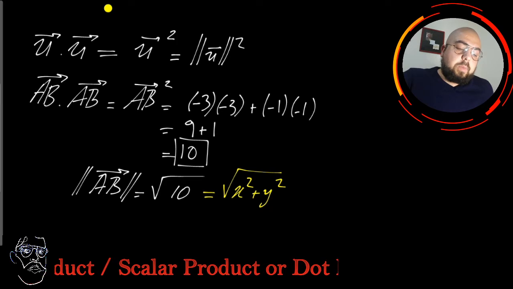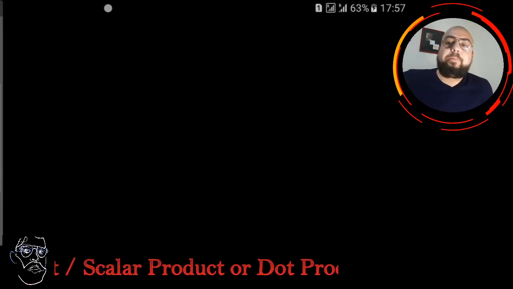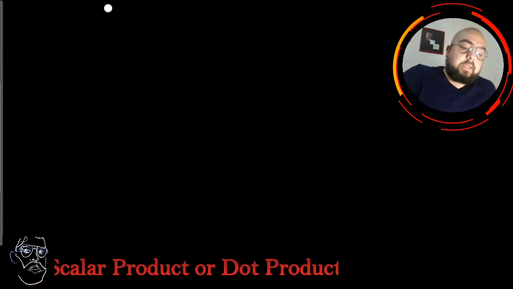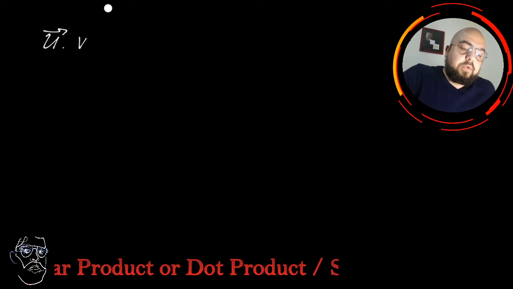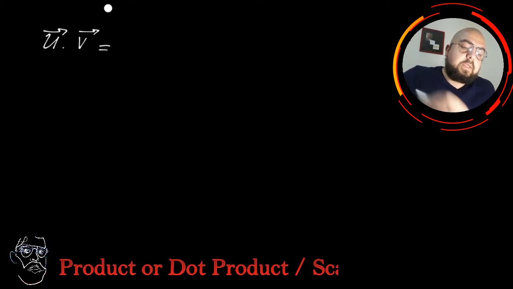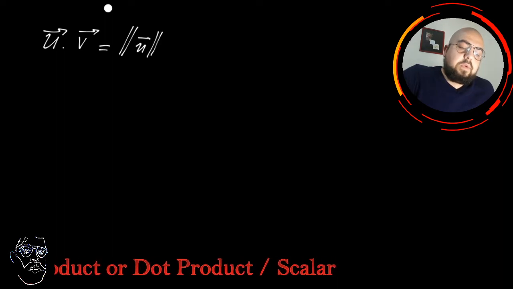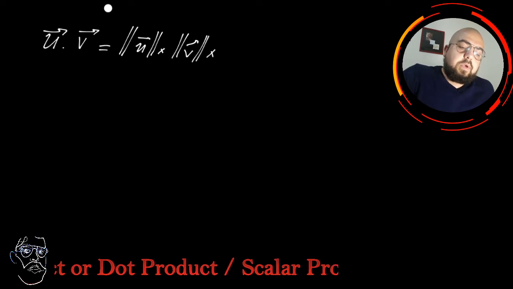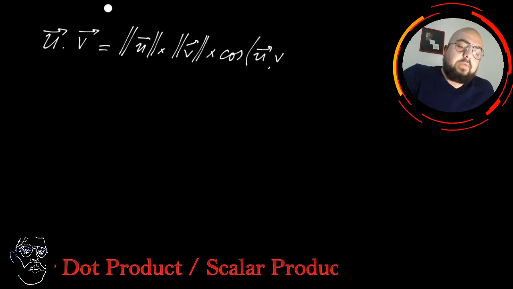All right, now I'm going to go through the second method in order to calculate the scalar product. In the second method, the definition in order to find the scalar product of u and v, u scalar v, is actually the norm of u times the norm of v times the cosine of the angle between u and v.